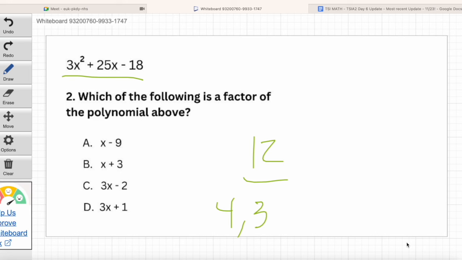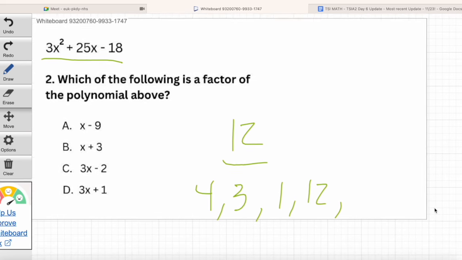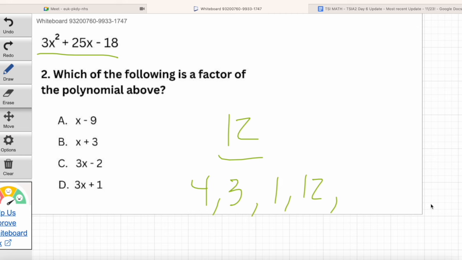But there's more. There's more factors of 12. What other factors are there? More numbers you multiply together. Yeah. 1 and 12. Absolutely. Because 1 times 12 is 12. So those are also factors. And there's a lot more. What else? Hold on. I'm thinking. Let me help you out a little bit. You could do 6 and 2. Yeah, 6 and 2. Exactly. 6 and 2 are factors.